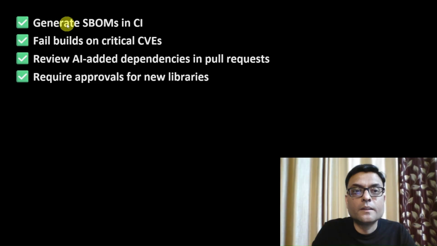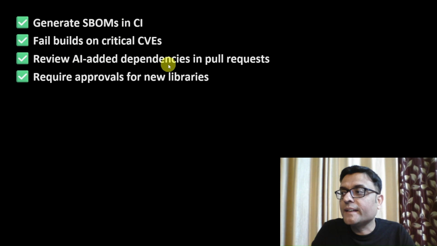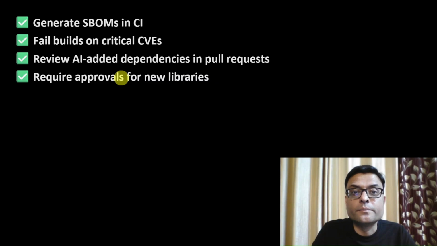The best teams shift supply chain security left. That means generate SBOMs in CI, fail builds on critical CVEs, review AI-added dependencies in pull requests, and require approvals for new libraries. AI helps with speed. CI/CD provides controls. For enterprise teams, add guardrails.